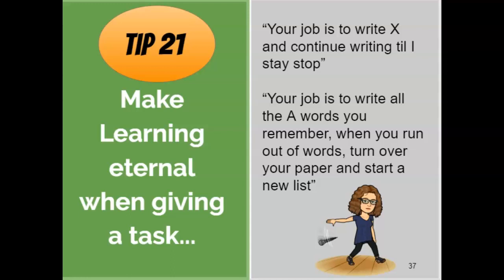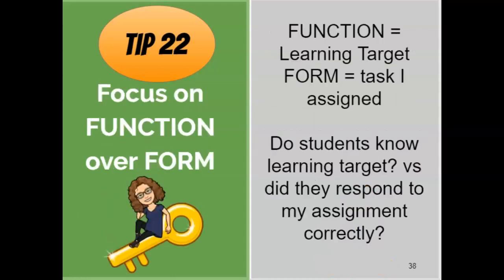Here are a few suggestions. Your job is to write all the things you know about explicit instruction and continue to write until I say stop. Add some pictures that support what you've written. Summarize that list at the bottom. Your job is to write all the A words you remember. When you run out of words, turn over your paper and start a new list. See if your two lists match.